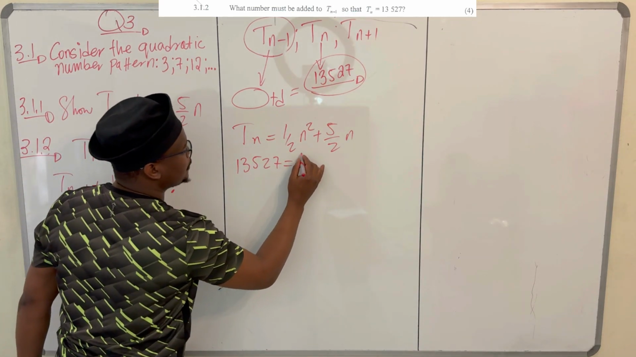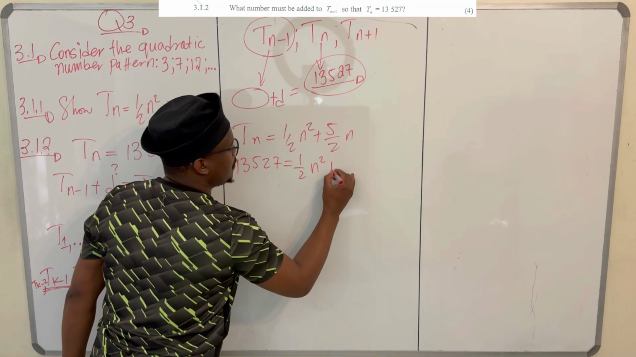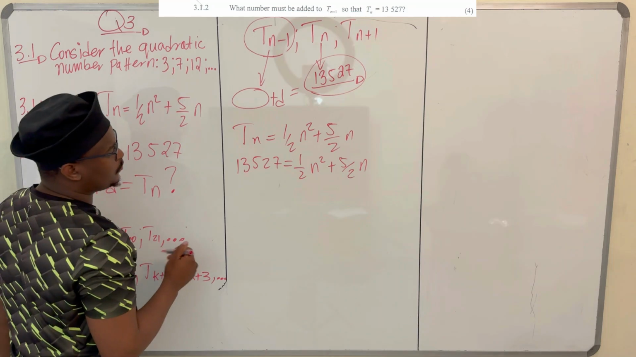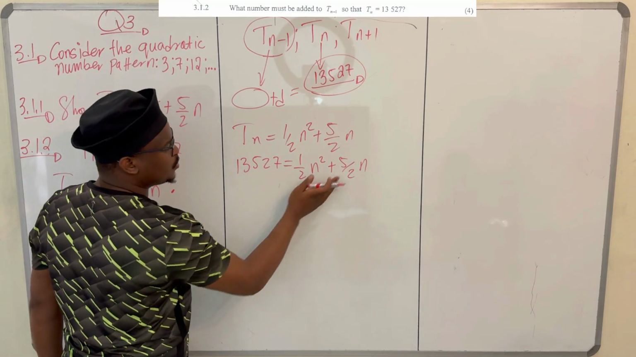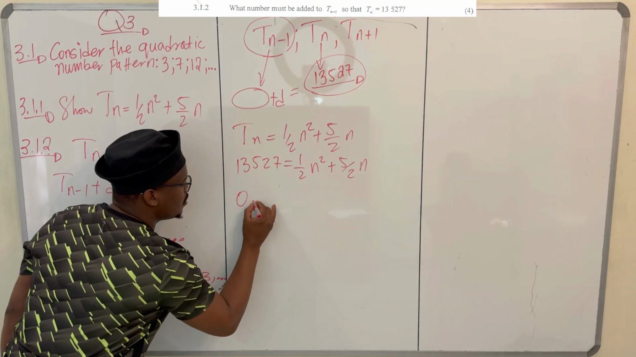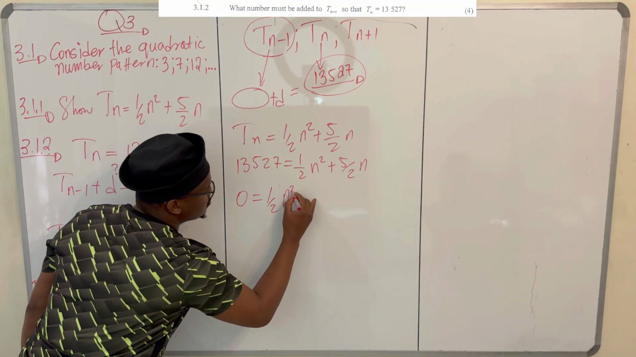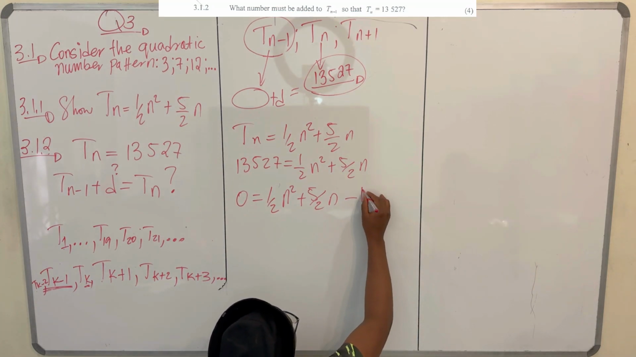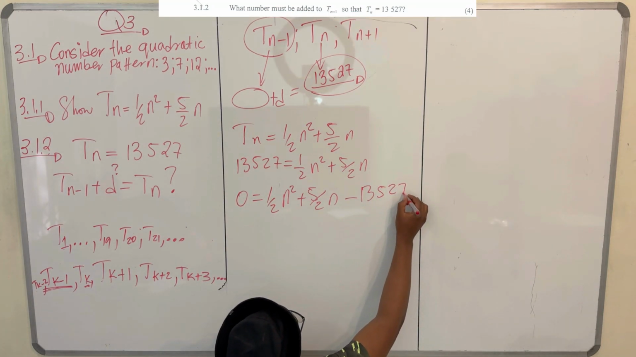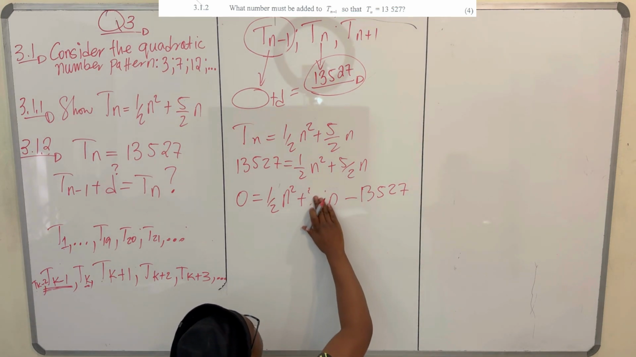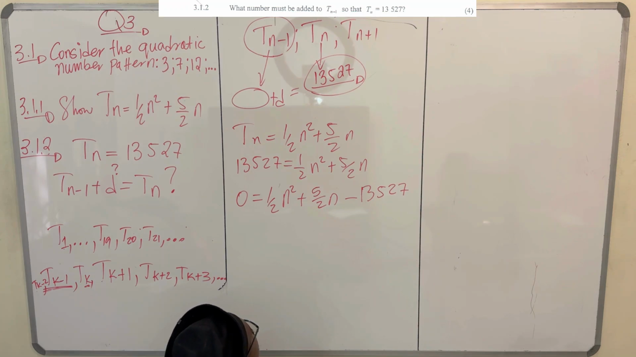13,527 is equal to half n squared plus 5 over 2 n. We want to solve for n, so let me transpose this to the other side. So you have 0 is equal to half n squared plus 5 over 2 n minus 13,527. That's what you have. So you can put this in your quadratic formula straight away.